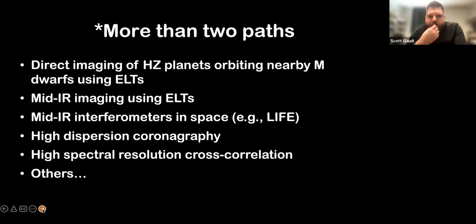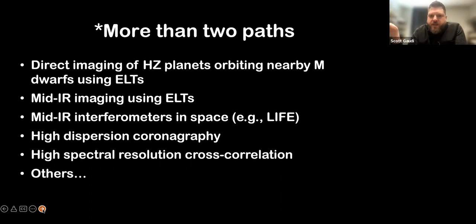We can do mid-IR imaging using ELTs. In this case, the best targets are Earth-like planets around sun-like stars at 10 microns, because you need the angular separation in that case. And in thermal infrared, the Earth to sun ratio is more like 1 part in a million rather than 1 part in 10 billion. So it's possible we could do that, likely only for a handful of systems.